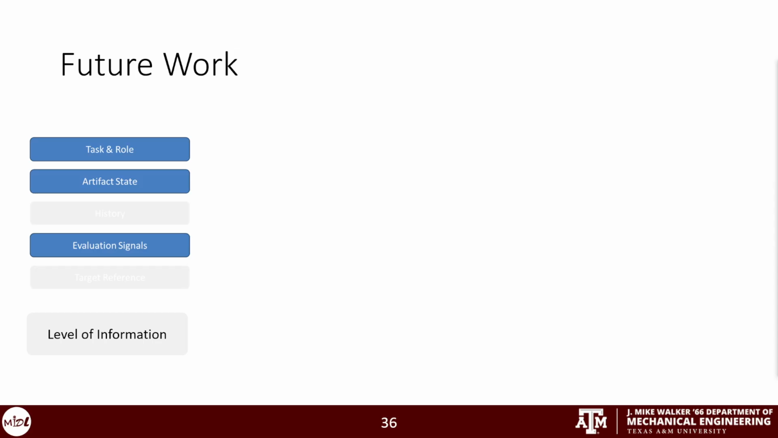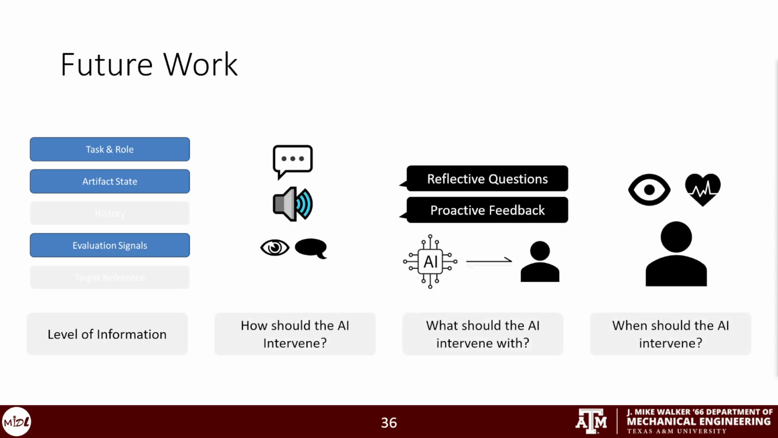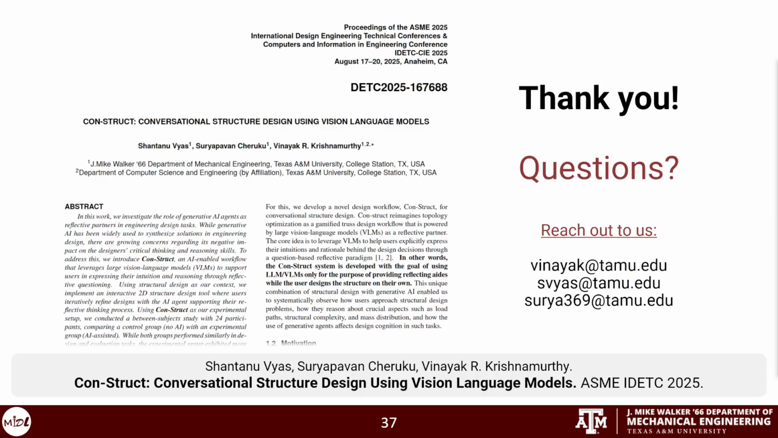For future work, we are exploring how changes to the level of contextual information might affect both the design process and the nature of reflective conversations. We also want to experiment with different modes and timing of AI intervention. For example, using voice or visual cues in the tool, proactively explaining design drawbacks, or even detecting moments of user frustration through physiological signals and stepping in at just the right time. So there are quite a few interesting questions and opportunities to explore.